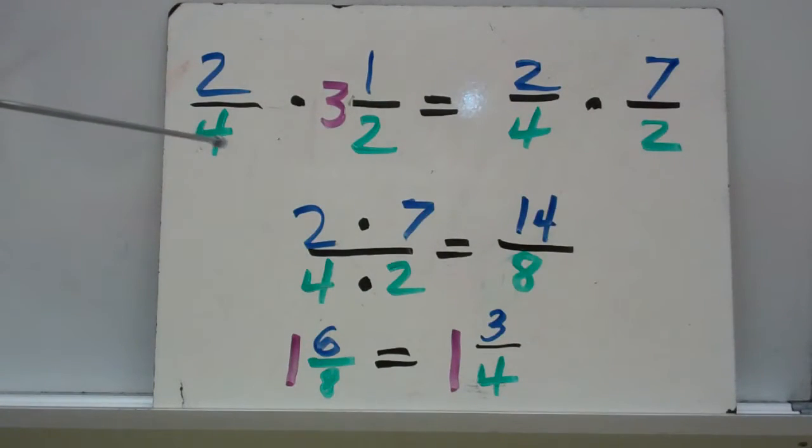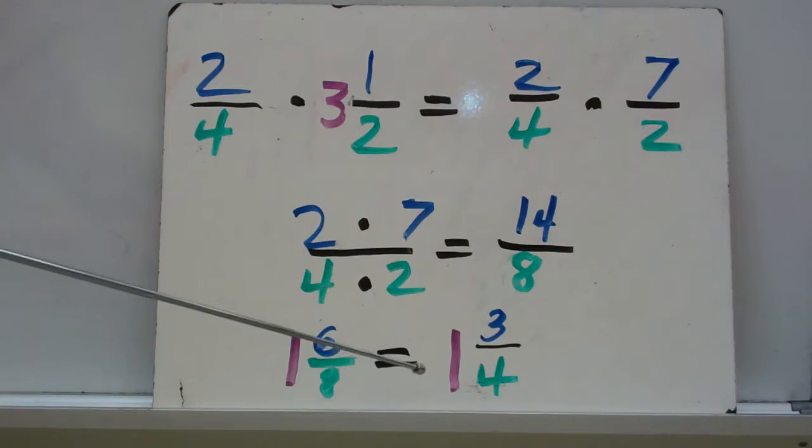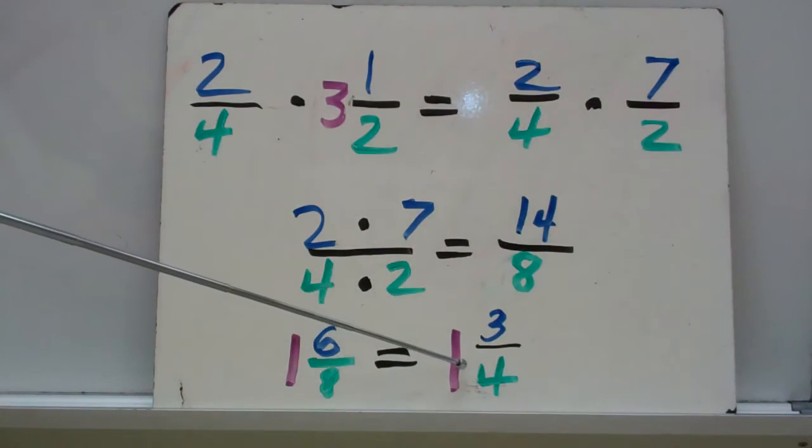And then again we just multiply the numerators, 2 times 7 and get 14, and the denominators 4 times 2 and get 8. We have 14 over 8, which we can simplify down to 1 6/8. And when we get 1 6/8, we can reduce that down again to 1 3/4.